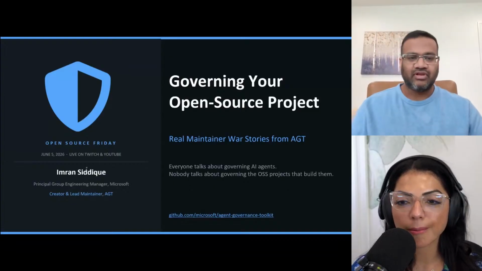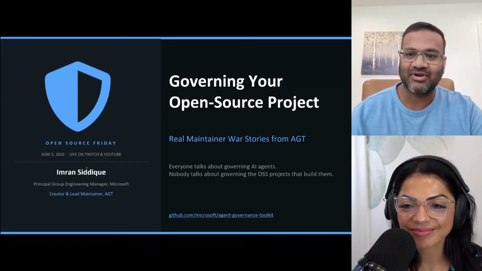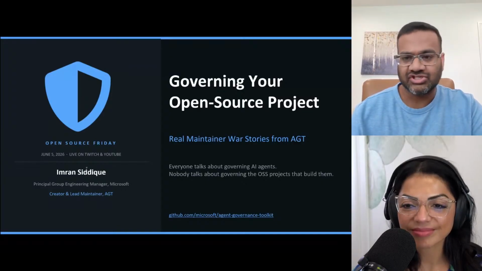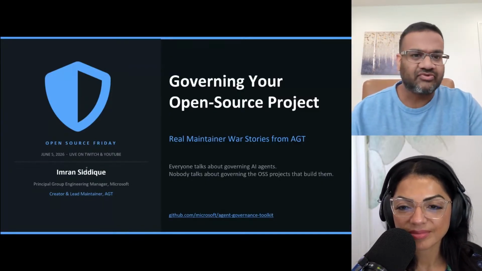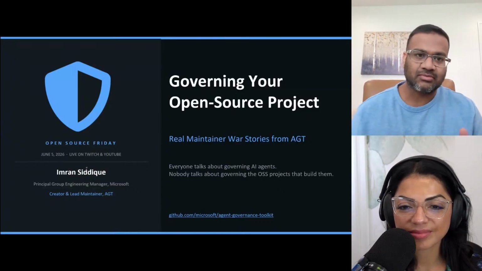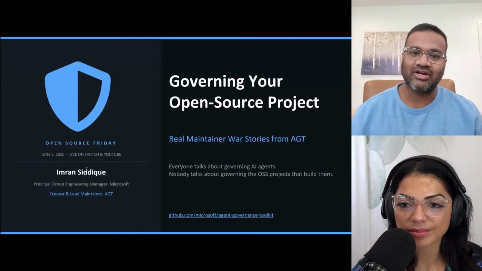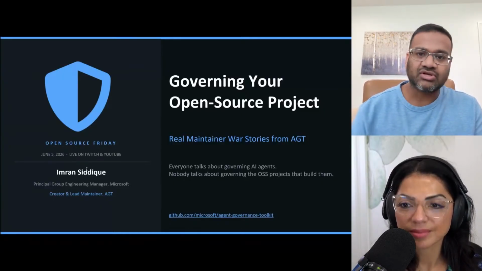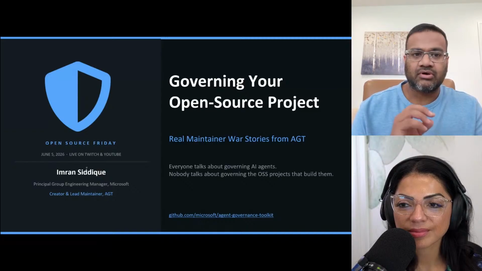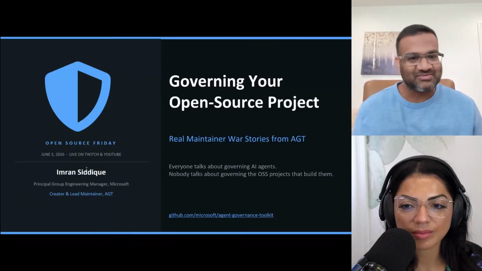Hey, everyone. Welcome to Open Source Friday. This is Imran. I am Principal Group Engineering Manager at Microsoft and the creator of Agent Governance Toolkit, also known as AGT. Quick context before we dive in. Everyone in the AI space is talking about how to govern AI agents, how to make them safe, auditable, controllable. That's literally what AGT does. But this talk is something different. It's about governing the open source project that builds those governance tools. So the meta layer nobody talks about.